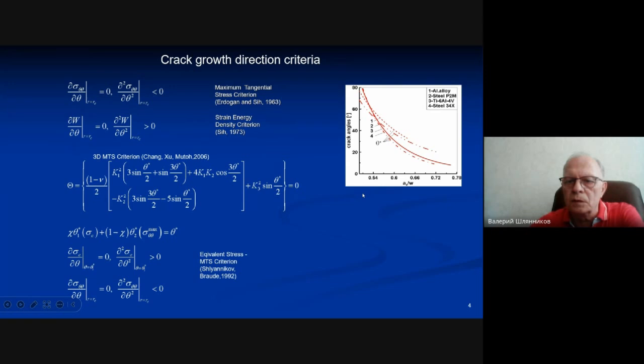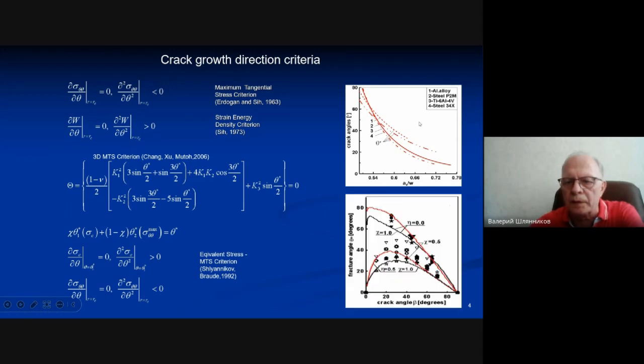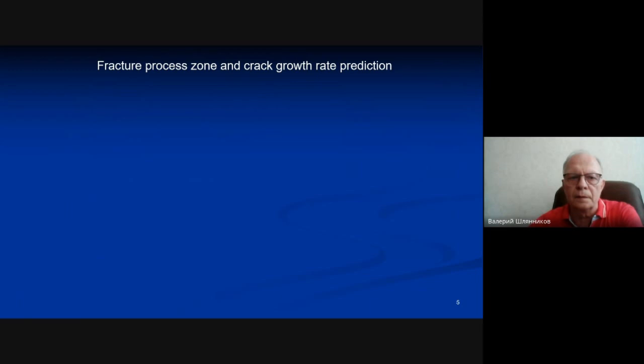The generalization of this criterion is given by this equation, which accounts for the elastic-plastic properties of the materials. This figure shows the behavior of the crack deviation angle along the curvilinear crack path for materials with different properties. And the next figure shows the relation between the initial inclined crack and the crack deviation angle for different biaxial loading conditions and different properties of the structural materials.